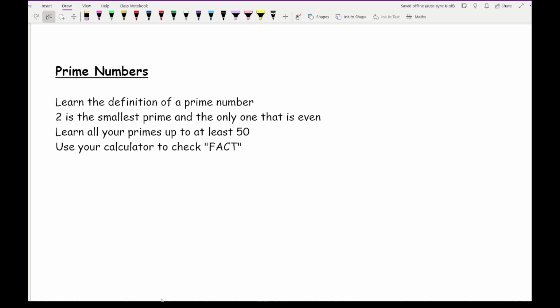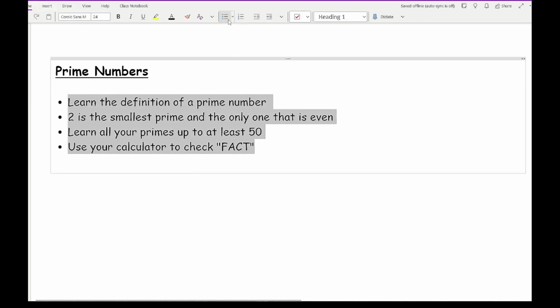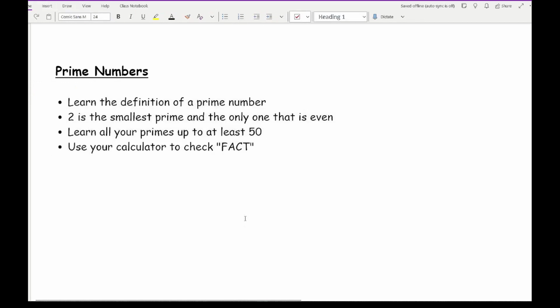So try and make sure you're using the correct definition of a prime number. The next one is that 2 is the smallest prime number and also the only one that is even. All the other prime numbers are odd. And also, I would recommend that you learn all your prime numbers up to at least 50 on the foundation.